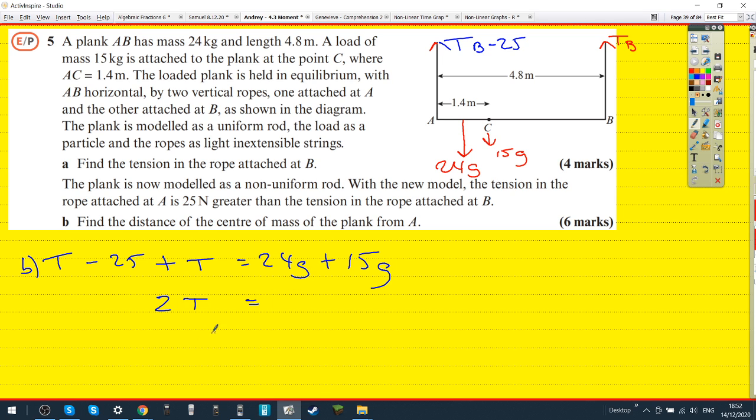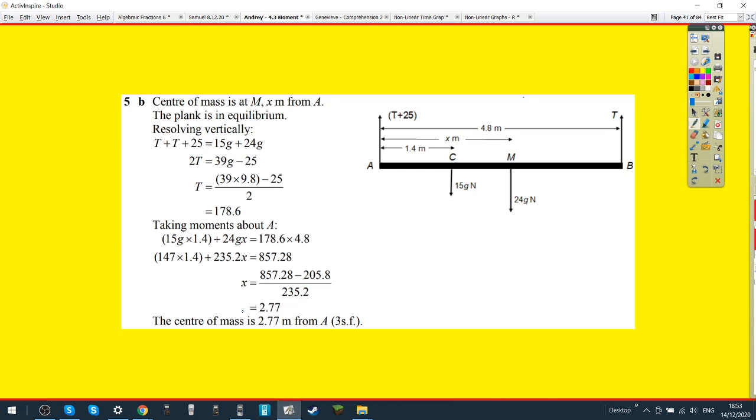I've got 32. And did you include the G? No. So 24 times 9.8 plus 15 times 9.8, and the other one doesn't have a times 9.8. It's just 25. I just need to add in 9.8. Yeah, so 24 times 9.8 plus 15 times 9.8 plus 25. That's 2T. I've got 203.6.